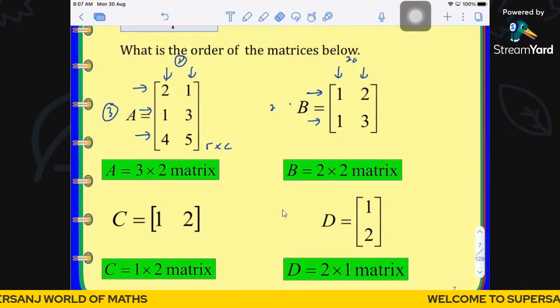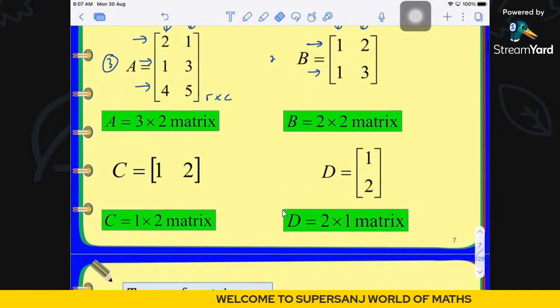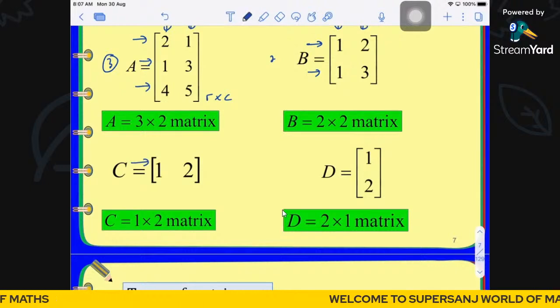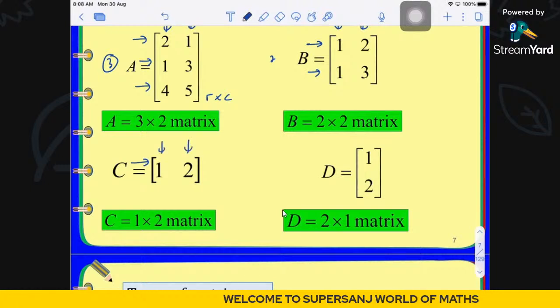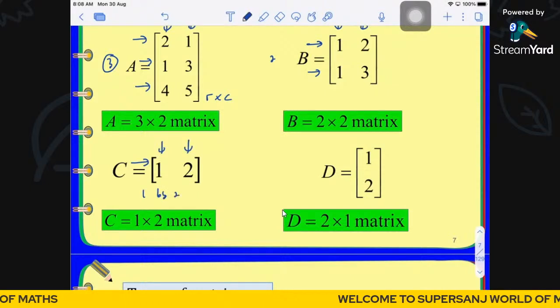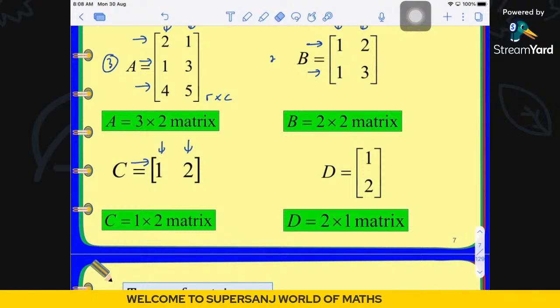No, sir. Okay, good. How about C here? C here is 1 row. Oops. C here is 1 row. Okay, 1 row there, and 2 columns over here. So you can see 2 columns over there. Yes or not? So that's why it's 1 by 2, or 1 times 2 over there. Can you all see, right? Any problem so far? No problem, sir. Okay, very good.